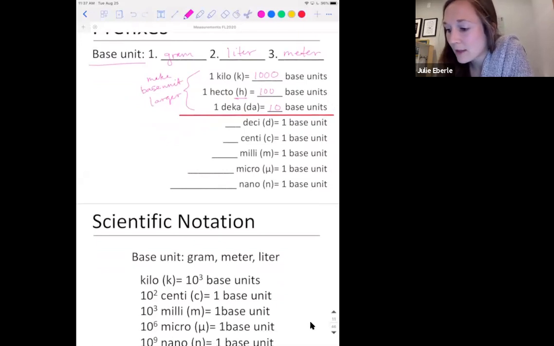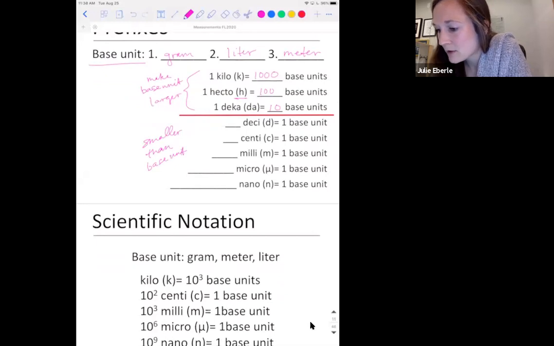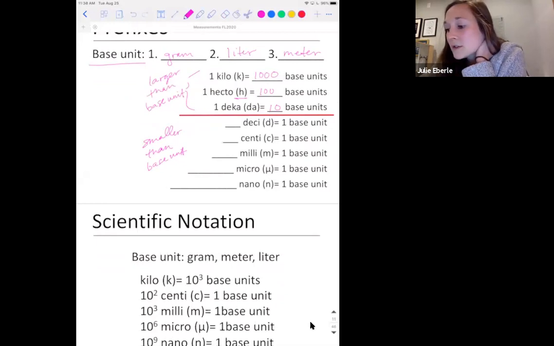The ones below the line, these are smaller than the base unit. And I actually don't like the way I wrote this up here. I'm going to rewrite this. I don't like the way I said make up the base unit larger. I'm just going to say they're larger than the base unit. I don't want that to be confusing. Okay, these are larger, down below they're smaller. So now because these prefixes below the line are smaller, we're going to see how many of them are needed to equal 1 base unit.